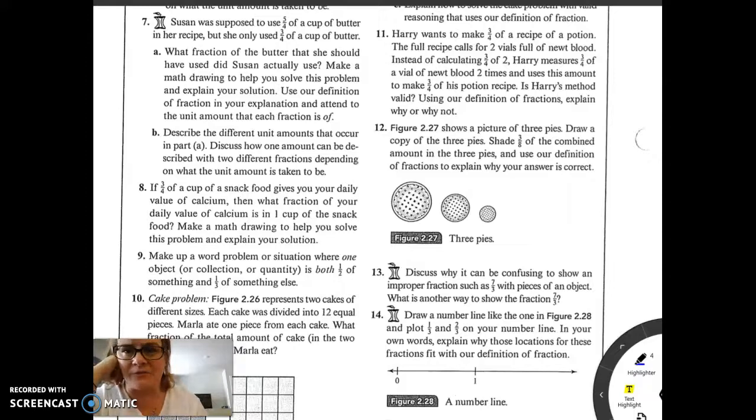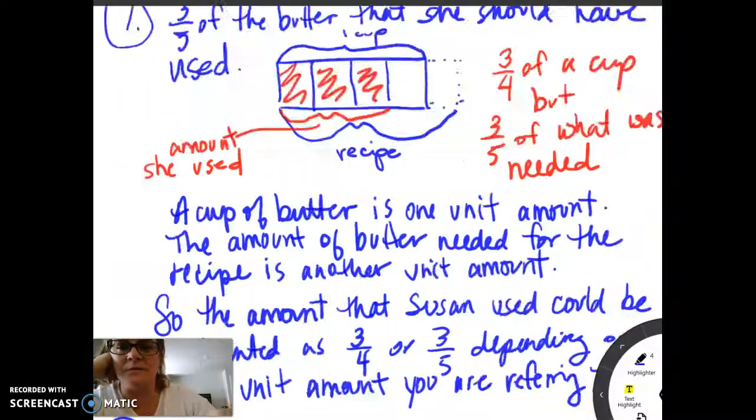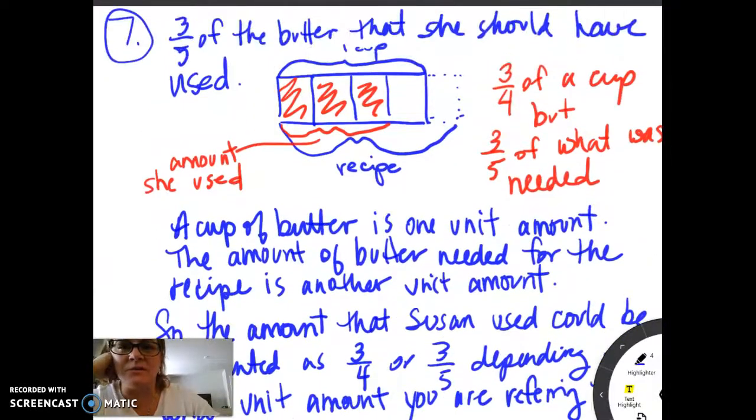And then you're going to make a math drawing to help you solve it, and you're going to describe the unit amounts. So let's go to number 7. I used a strip diagram again. I think this is the most useful math diagram in problems like this. I've made a strip diagram to represent the 1 cup of butter, and I think that's really important, that you represent your unit amount in some way like this.